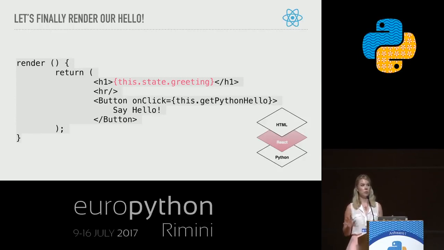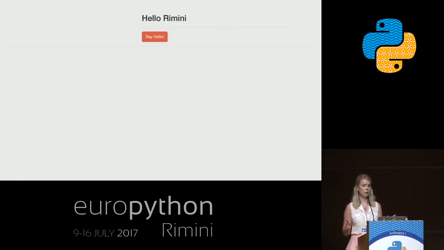So, what do we get now? We get a UI that says, hello Remini, and a button. Great, okay, so how do we go from this to something a little bit more interesting?